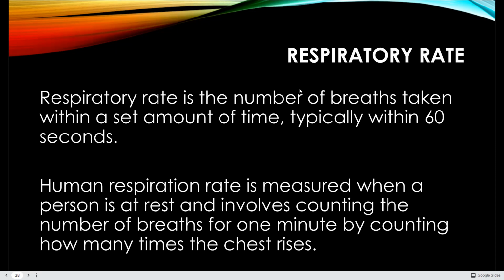Your doctors, if you go for a checkup, especially for students or babies with a pediatrician, they tend to look at RR always. They tend to check your lungs also. How do they check lungs? By the use of a stethoscope. They will be checking if there is some phlegm in your lungs. Human respiration rate is measured when a person is at rest and involves counting the number of breaths in 1 minute by counting how many times the chest rises. That is respiratory rate.